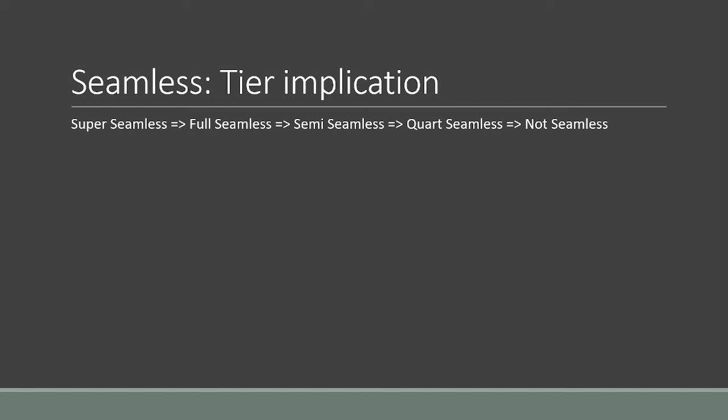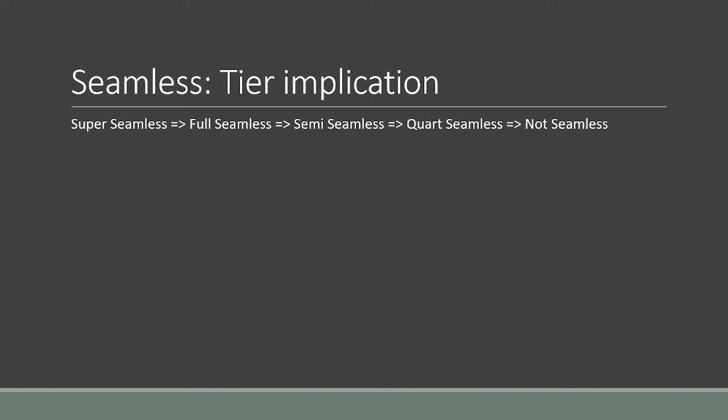Okay, so now we take a deeper look at seamless. The first thing we want to discuss is the tier implication. We talk about four tiers of seamless: quartz, semi, full, super seamless. And actually, there is a pretty neat implication, which is that super seamless would imply full seamless. It also would imply semi-seamless, and semi-seamless would imply quartz seamless. And this is a bit overlooked. Quartz seamless would also imply not seamless, which is basically no seamless regulations at all.